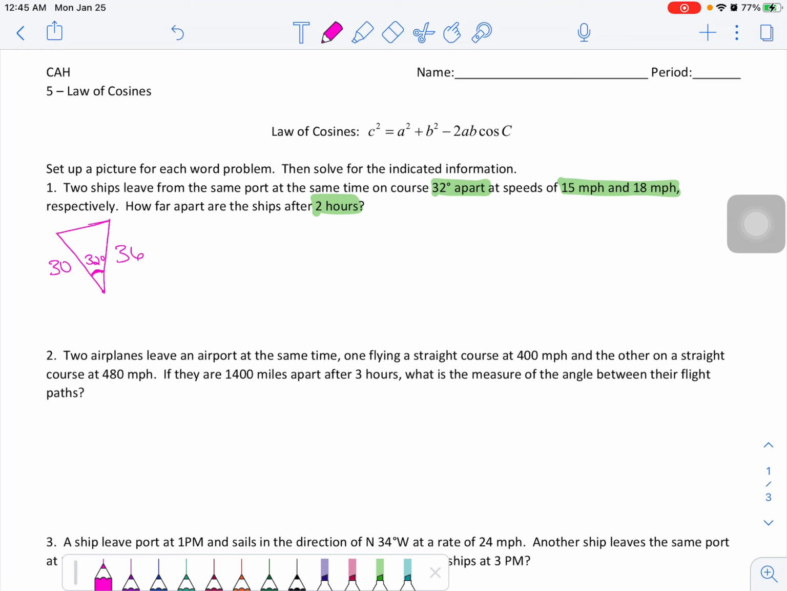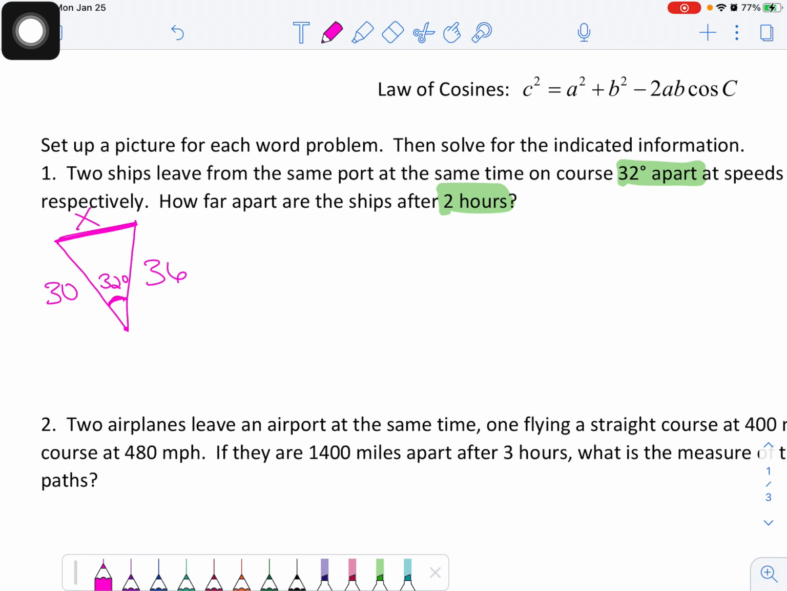How far apart are the two ships? So here's what we're looking for. I want to know that x value. All right, so because that's what I'm trying to figure out, I know I have a law of cosines problem here because I've got a side, included angle, side, and that's the piece I'm looking for. All right, so to set this up, here is my side opposite its angle. So this is where I'm going to start. This is where I'm going to end. Everything in the middle is going to be using the 30 and the 36.